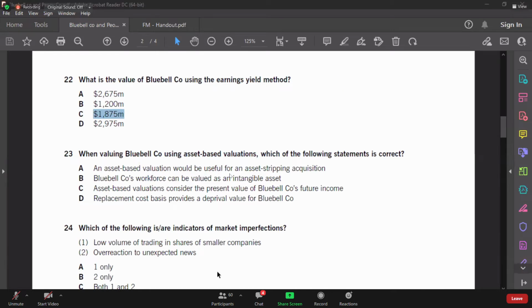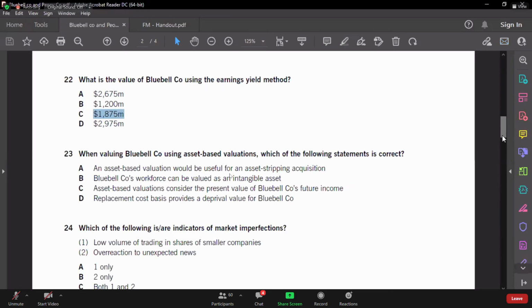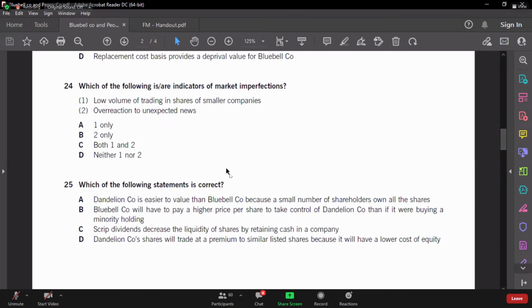So what actually happens in asset stripping is the process of buying an undervalued company with the intent of selling off its assets to generate a profit. So the main objective here is you buy a company that is already undervalued, and the intention of buying it is to sell off its assets for a profit for its equity shareholders. So you sell their assets, and asset stripping happens in very unusual situations. Okay. So that's why this is used in the asset-based valuation method. Okay. Next question. Which of the following is or are indicators of market imperfection?